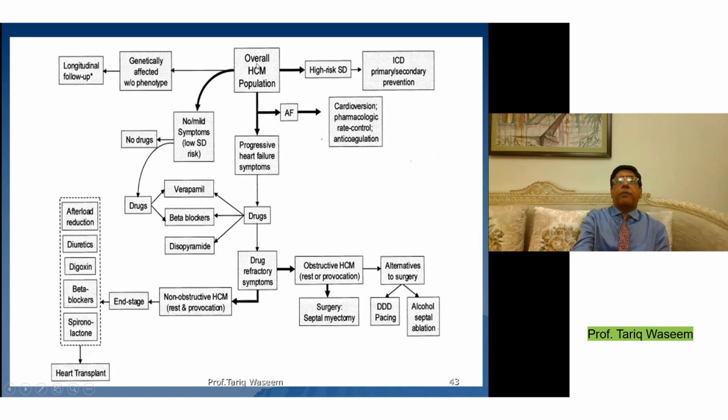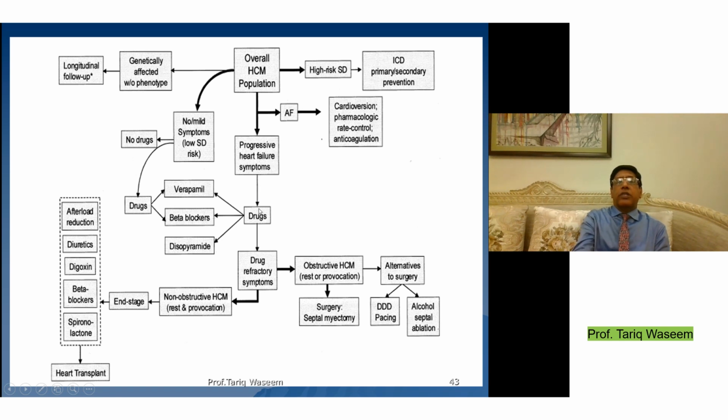Now, a group of patients with hypertrophic cardiomyopathy will develop atrial fibrillation, and these patients would require cardioversion, use of digoxin, use of rate controlling drugs, and of course, these would require anticoagulation as well. Those who develop progressive heart failure would be treated with drugs like verapamil, beta blocker, and antiarrhythmics. If there are no symptoms and low sudden cardiac risk, they may not require any medication and can be just followed up as such.